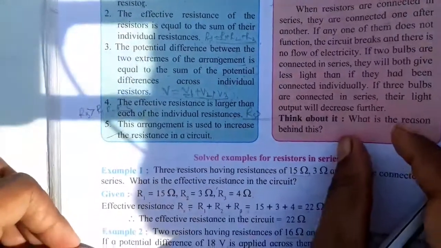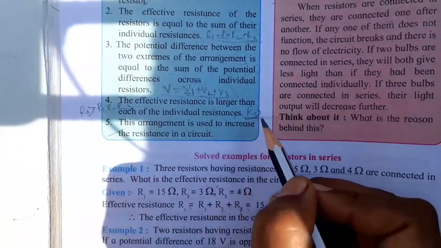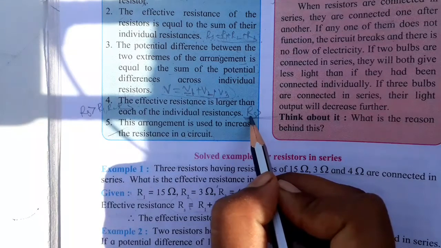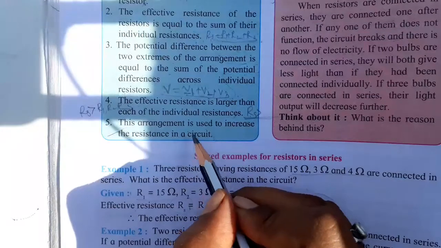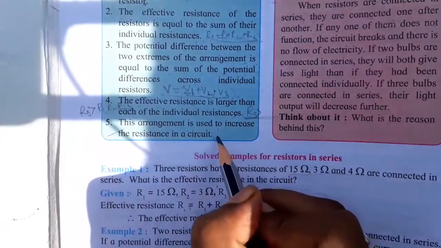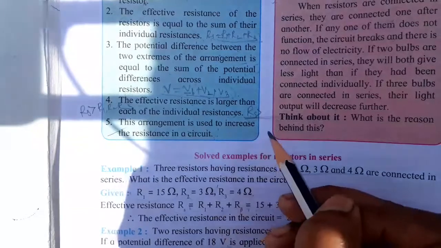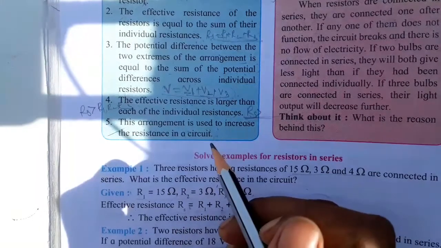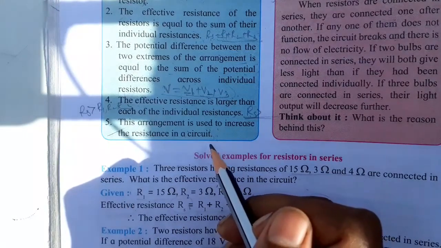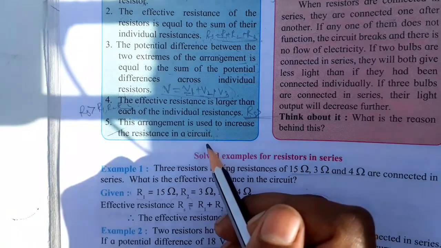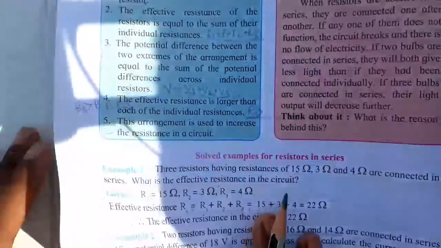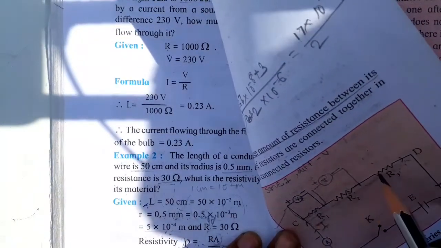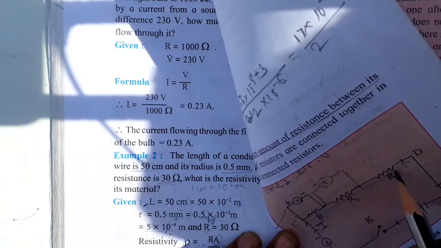Next, the effective resistance is larger than each of the individual resistances. Here RS is the addition of the resistances, that's why RS is greater than each individual resistance. This arrangement is used to increase the resistance in the circuit, as the effective resistance is the addition of the resistances. As you see here in the diagram, the current is the same. If you want the same current, then we use this arrangement.